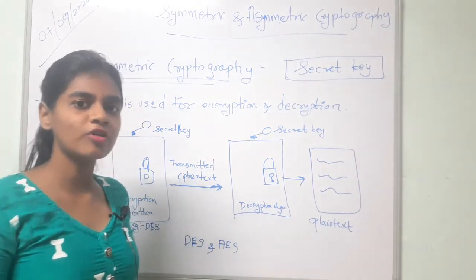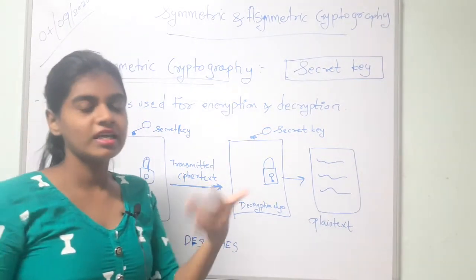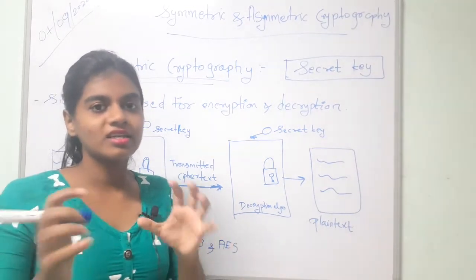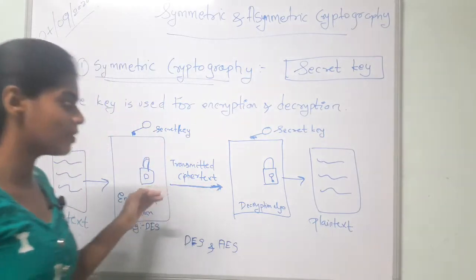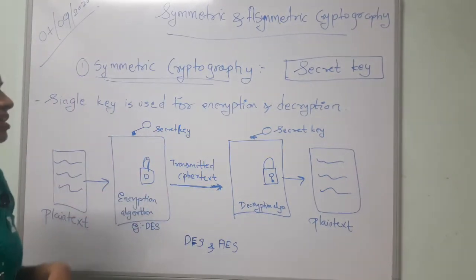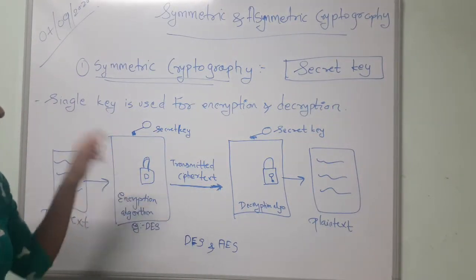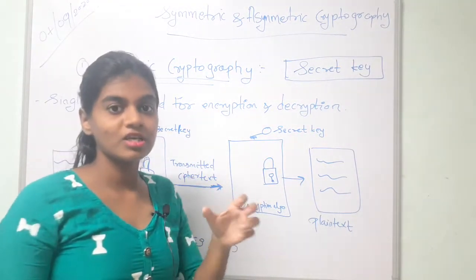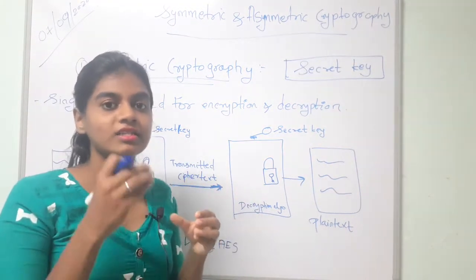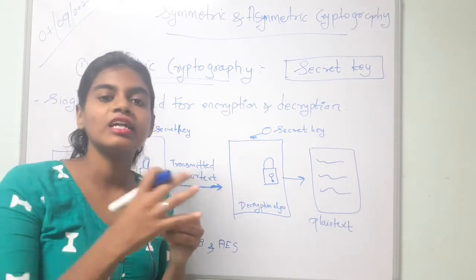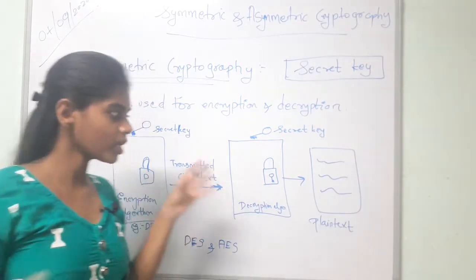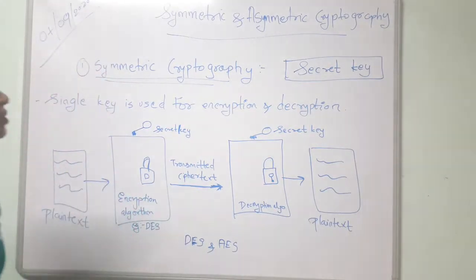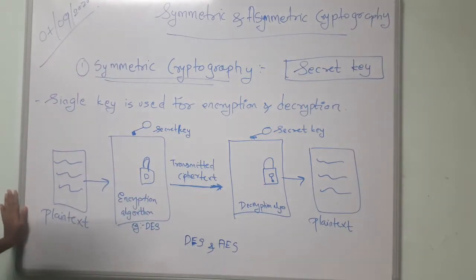In asymmetric cryptography there are two keys, so if they break into one key, the other key is still there, so they don't get all the information. But in symmetric cryptography, the disadvantage is that if a hacker gets in and gets the single key, then he can get the whole information. That is the problem in symmetric cryptography. This is what symmetric cryptography is about.